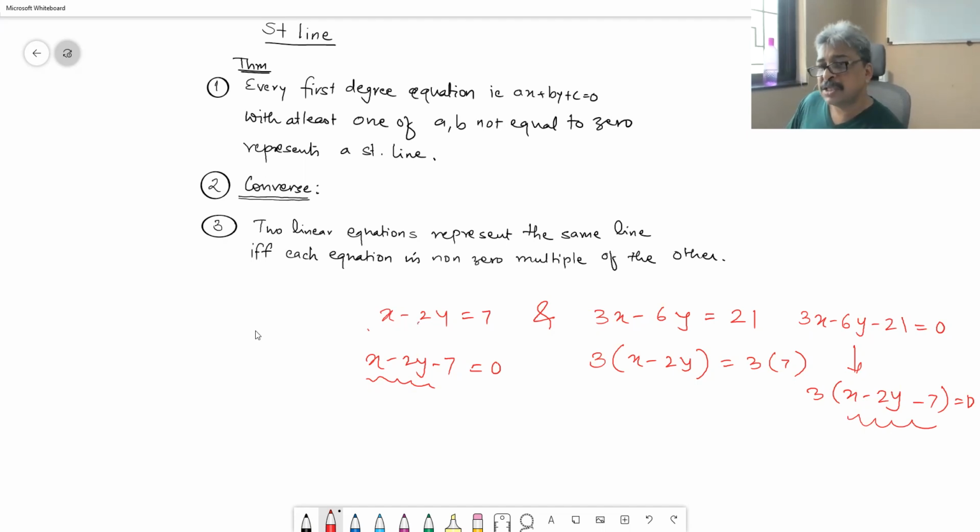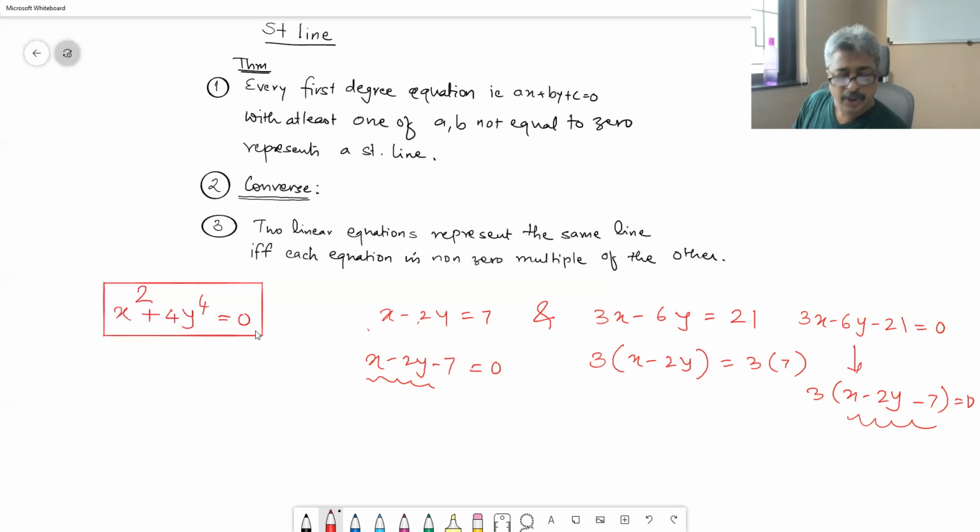Now, this is true for linear only. I don't know whether you remember or not. Can you tell me what is this solution set? x squared plus 4y to the fourth is equal to 0. Suppose this is the algebra that I am giving you. Can you tell me what is the solution set in the two-dimensional plane?